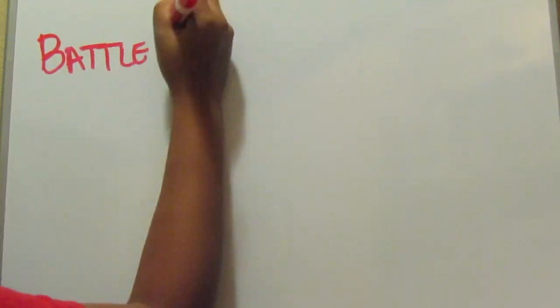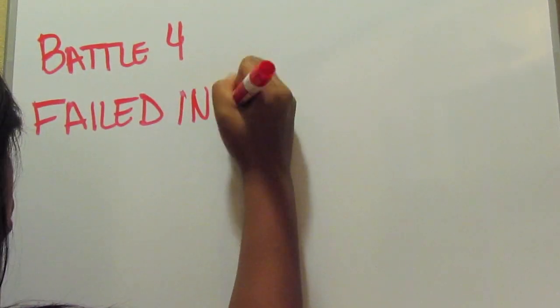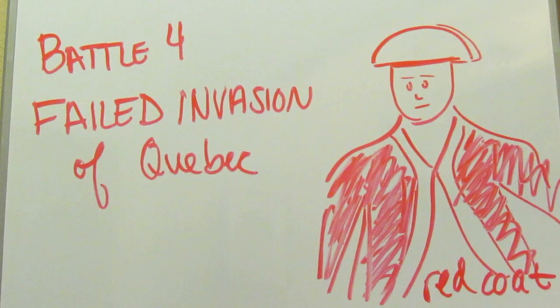The fourth battle was the Battle of Quebec. American troops planned to attack at night during a snowstorm, but their attack was unsuccessful due to an alert garrison. The British won this battle.